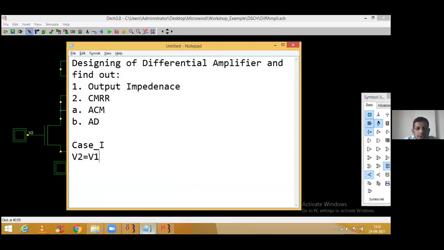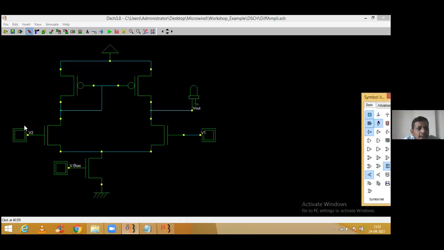V1 equals V2. Now case number two that I'm going to come across, that is V2 not equal to V1. Now V2 is less than or greater than. It is a current mirror, that can be fine. V2 is greater than V1.